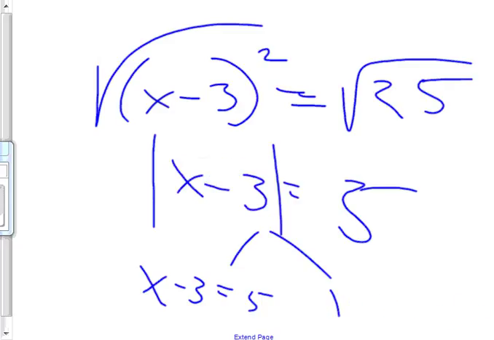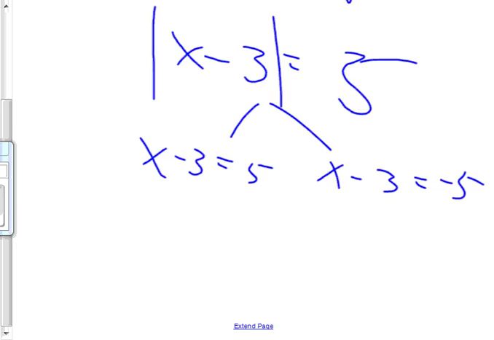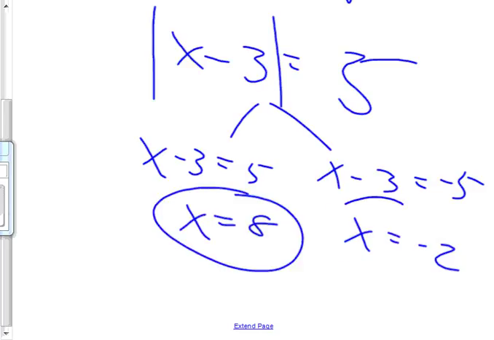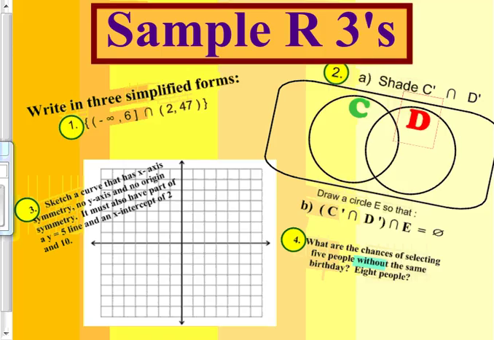That's another top 20, something a lot of kids don't know that you will, and hopefully you'll remember it. Add 3 to both sides, x equals 8. Add 3 to both sides, x equals negative 2. Two answers. You don't want to solve for x and then drop an answer. You'll lose a lot of points. Okay, moving on. Let's talk about intercepts.